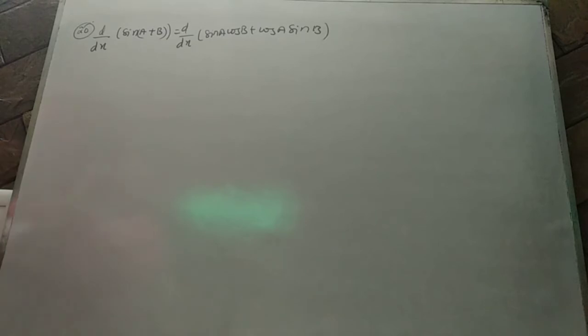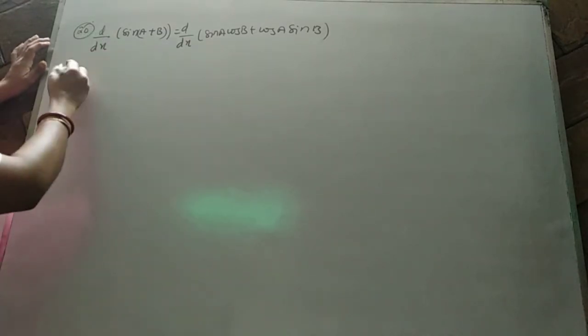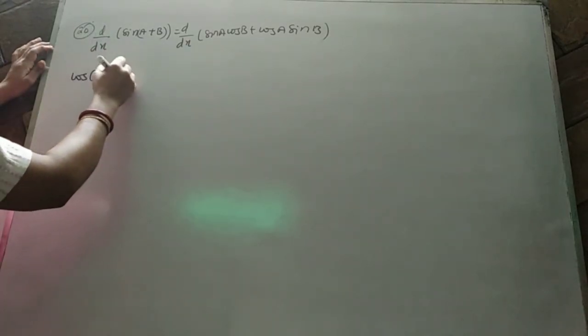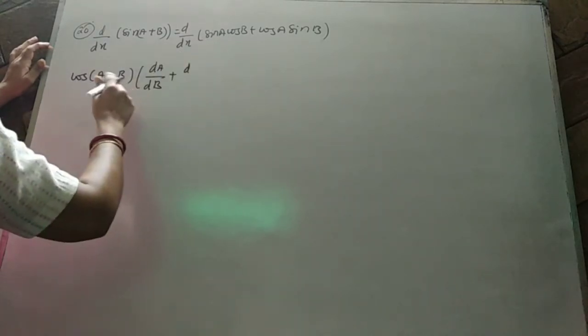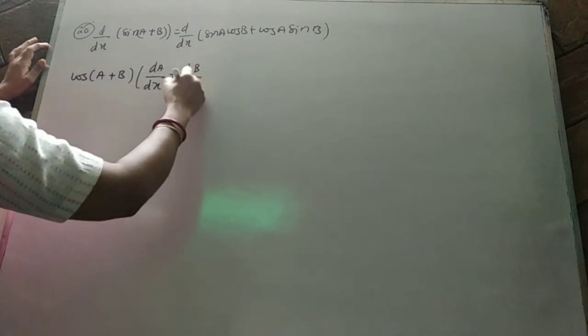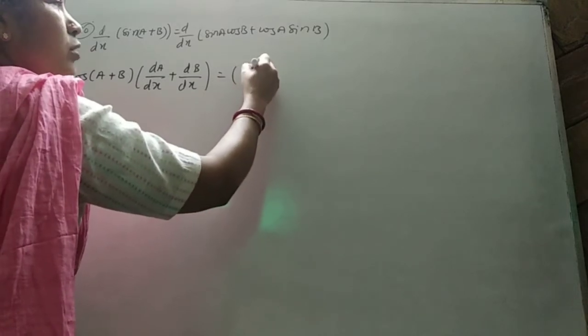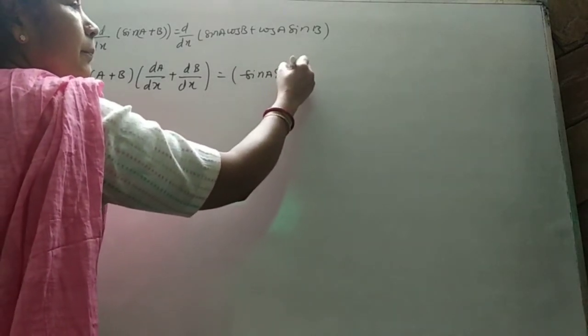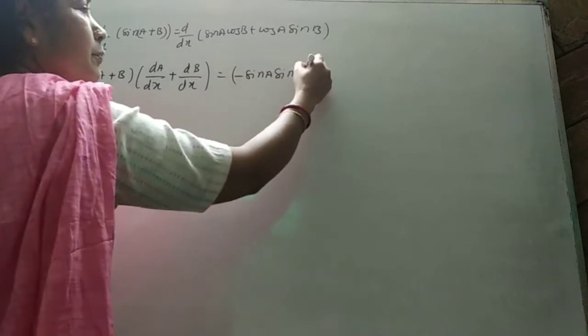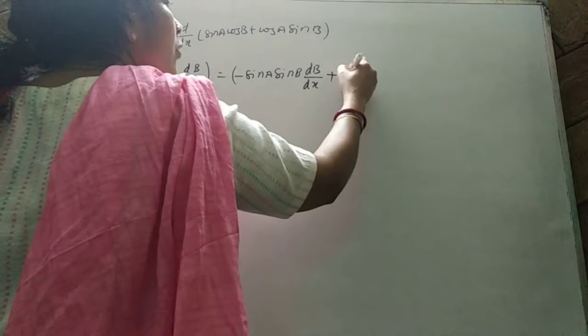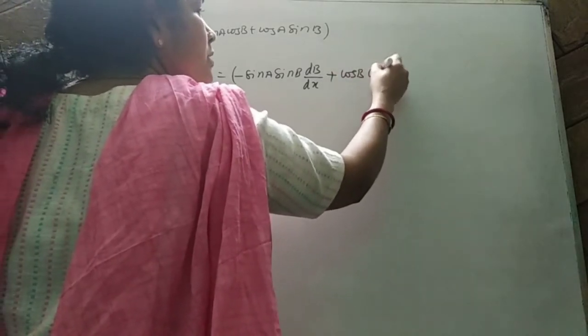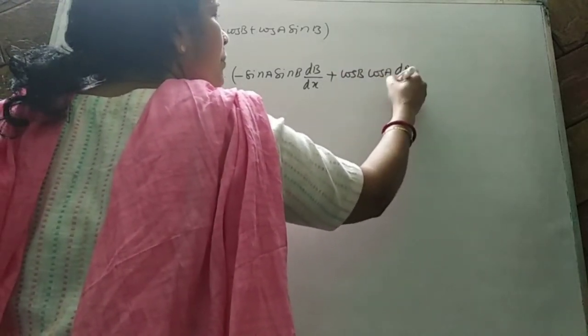Now listen. I'm taking both side differentiation. With the help of differentiation, we should bring the result cosine formula. First LHS differentiation: cos(a plus b) into the differentiation of a plus b, that is dA by dx plus dB by dx. Okay, with respect to x I am differentiating here. Product rule: first, keep sin a constant, cos b differentiation is minus sin b into dB by dx, and then plus, cos b constant, sin a differentiation is cos a into dA by dx.